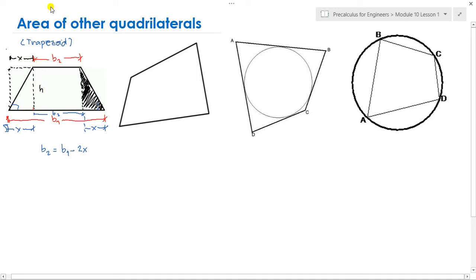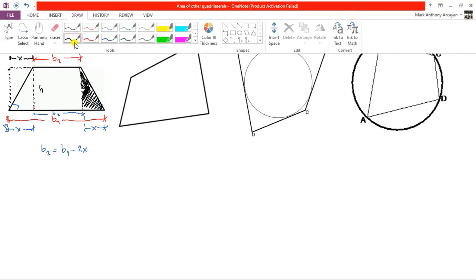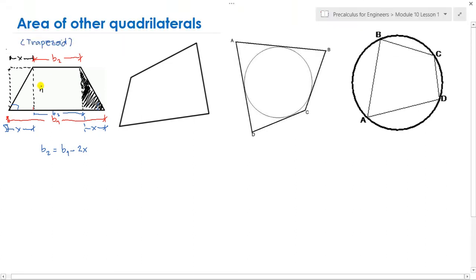So therefore, this rectangle na ato na extract. If we're going to extract this, naiani na siya. Nahimo siyang rectangle wherein ang iyahang measurement diri is base 2 plus x. Then ang iyahang width or the height is equal to h.